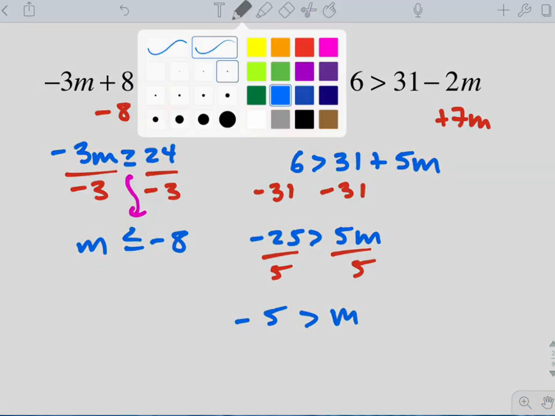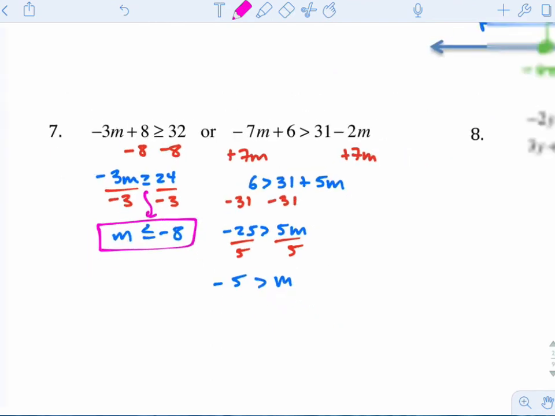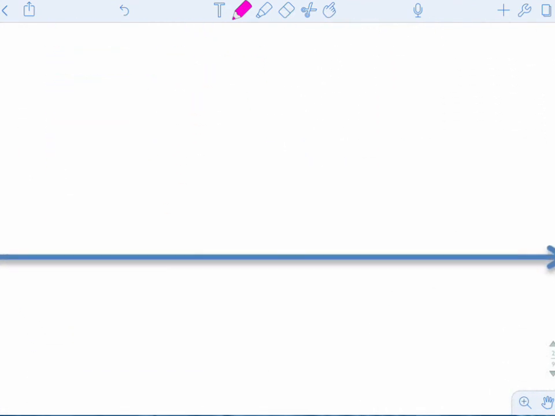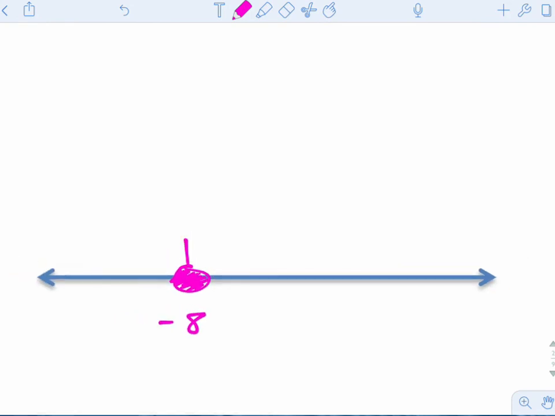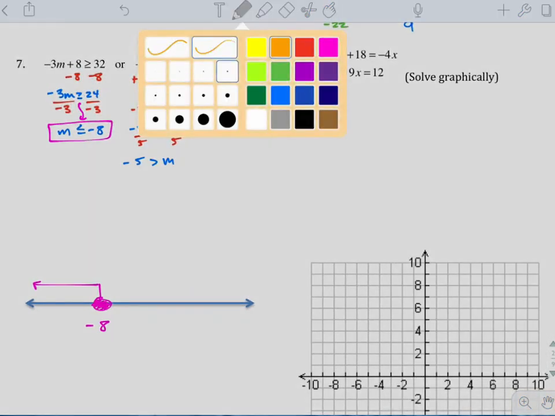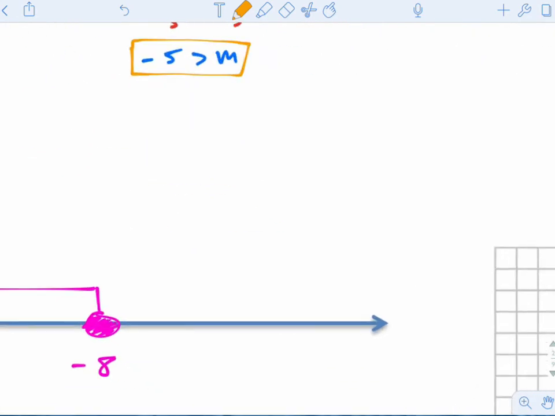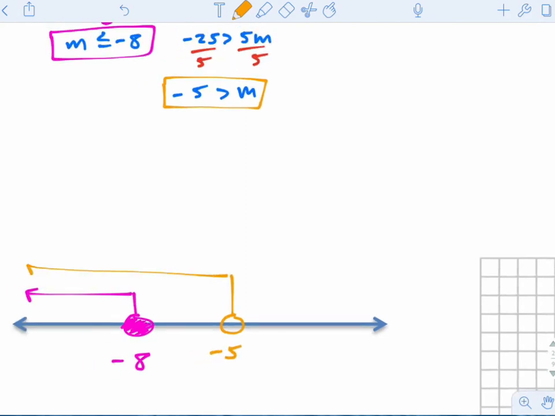So we're going to graph this first one in. Let's do it in hot pink. m is less than or equal to negative 8. So here's negative 8 on the number line. Less than or equal to, so there's going to be a filled in circle, and our arrow will go to the left because m is less than or equal to negative 8. In orange, m is less than negative 5. We're going to have an open circle at negative 5. And again, because m is less than, our arrow will also go to the left.